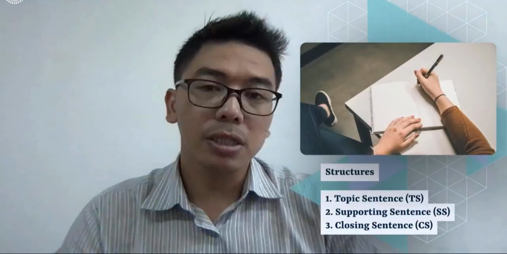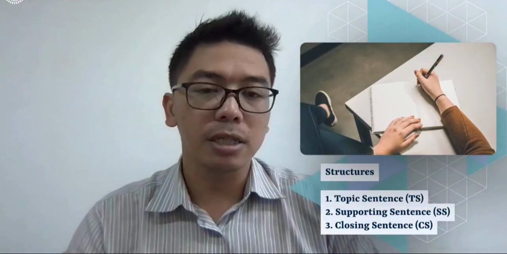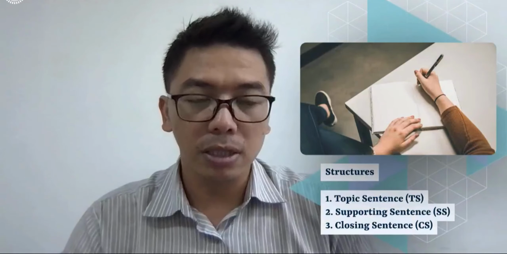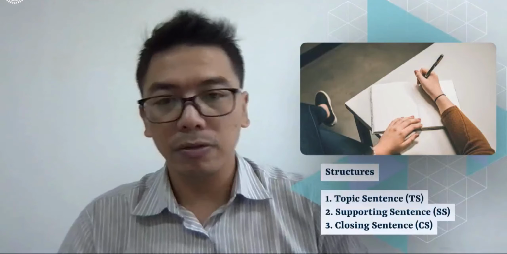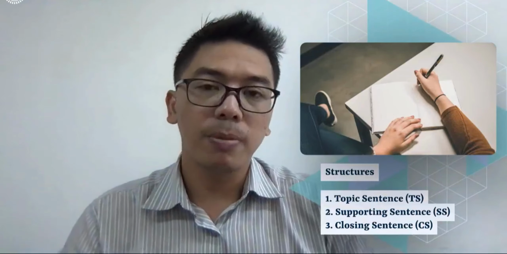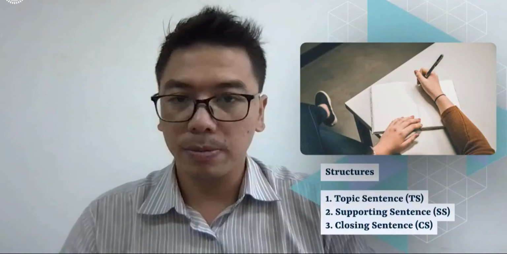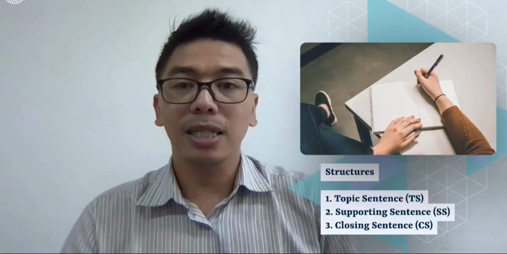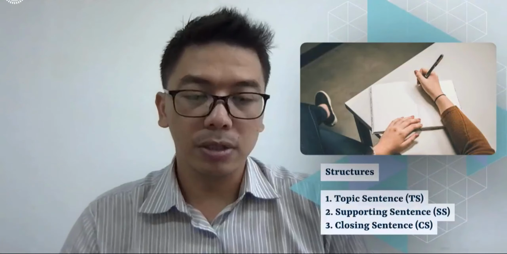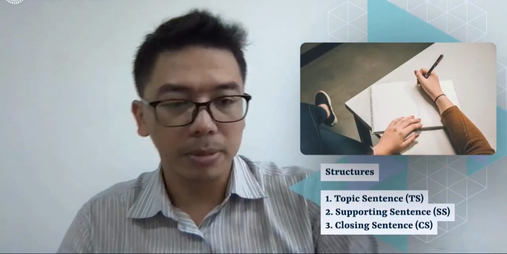Okay. The structure is the same. There is a topic sentence, there is a supporting sentence, then the last one is the closing statement or closing sentence. So the whole paragraph is really the same. The structure starts from the argumentative paragraph, the descriptive paragraph, and then the persuasive paragraph, and this last one is the persuasive paragraph. They have the same structure: topic sentence, supporting sentence, and closing statement.